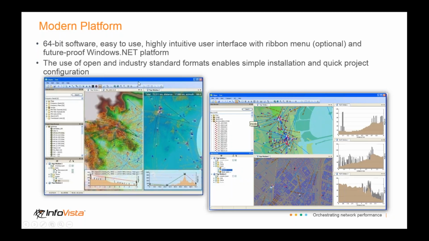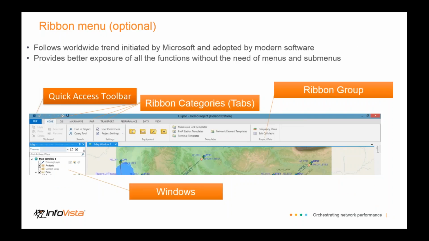It uses industry standard formats, and it also has a very open interface that will allow you to do other things with it, as you'll notice. It has wizards to configure your project very quickly, very easily. So that's one of the benefits of having Ellipse. The ribbon menu is optional. Actually, if you want to have a traditional menu, you can have that as well. It's just a switch in the tool.